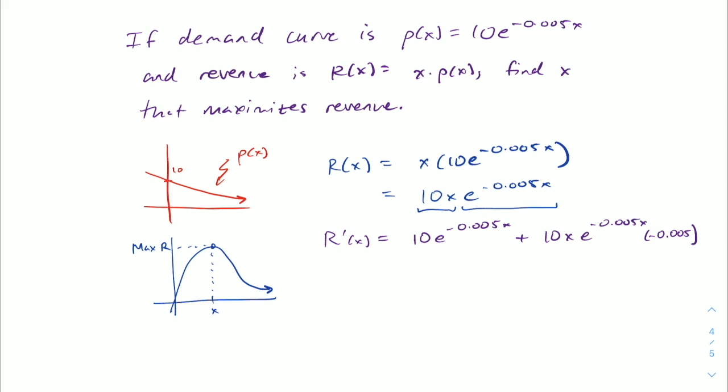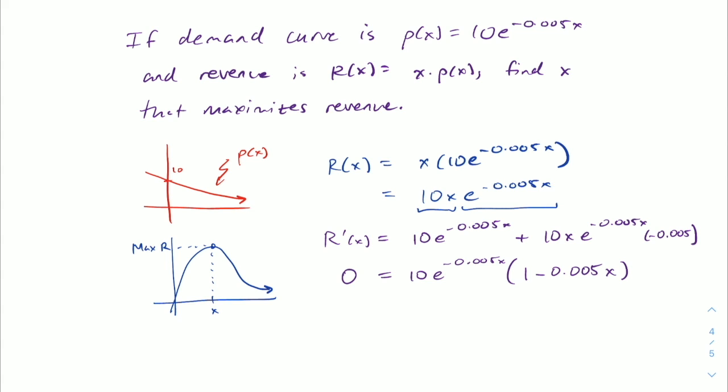The x becomes 1. If I factor this expression, pulling the 10e to the negative 0.005x out, I'll be left with 1 minus 0.005x. And again, I'm setting this derivative equal to 0. So I'm solving this equation, 10e to the negative 0.005x times 1 minus 0.005x.